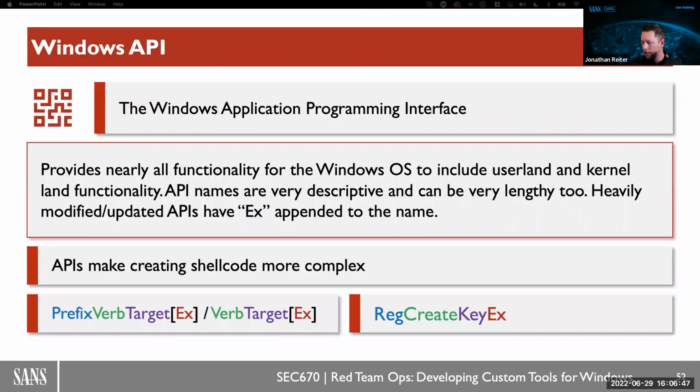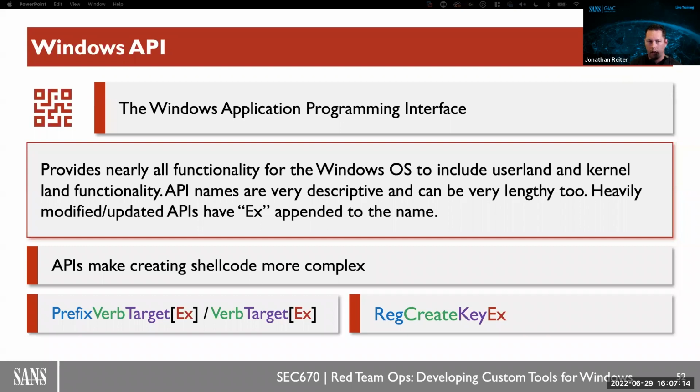Just a quick introduction into Windows APIs. For those that might not know how in the world Windows APIs are named, do the naming conventions matter? A little bit, and you can break it down. Windows APIs are very descriptive. Some of them are incredibly long, which gets crazy to type out, but thankfully we have tab completion and IntelliSense inside of Visual Studio.